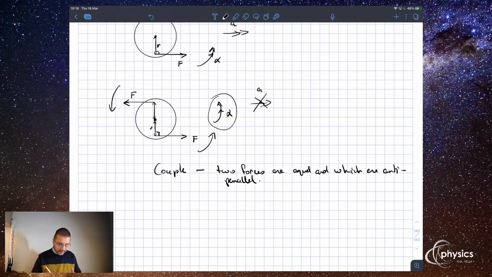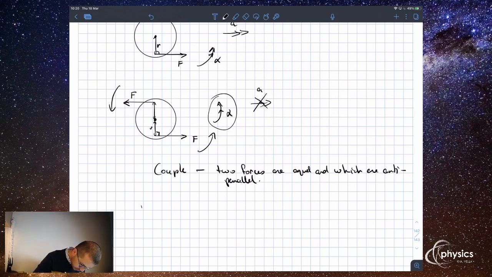So a couple is made up of these two forces which are equal and anti-parallel. Now, how are we going to calculate the moment of this couple? Actually, it's very easy, because here we have two moments which are helping each other. So to find the moment of this couple, all we need to do is calculate the moment created by one force plus the moment created by the other force. Plus, because they are in the same direction, anti-clockwise.